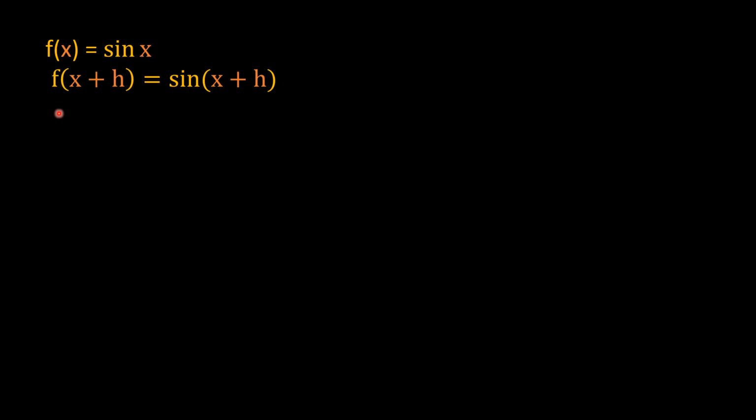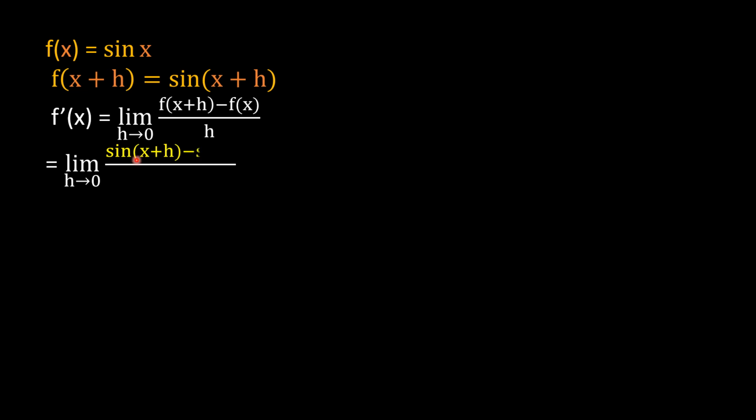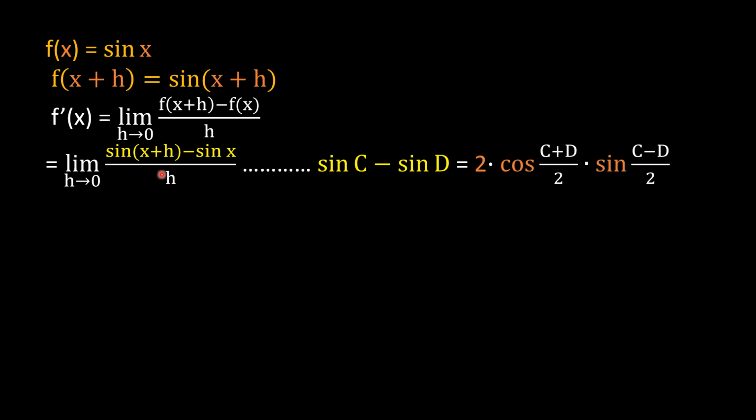By the first principle of derivatives, we have f dash x equals limit of f of x plus h minus f of x upon h as h approaches 0. After putting the values we get, now if we put h equals 0, the denominator becomes 0. So we have to solve the numerator first.